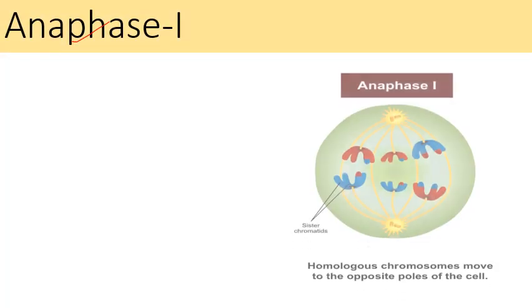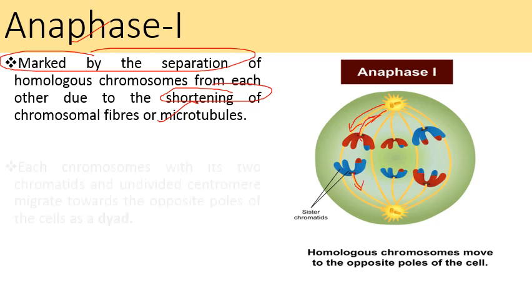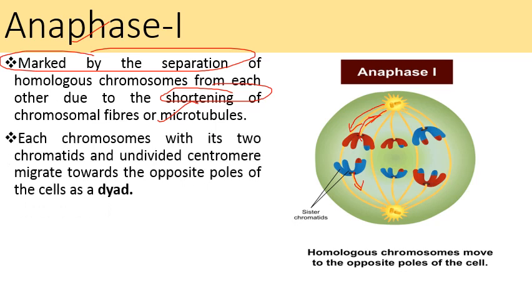Next comes Anaphase I. In this phase, there is separation of the chromosomes. It is marked by the separation of homologous chromosomes from each other due to the shortening of chromosomal fibers or microtubules. Due to the shortening of these spindle fibers, the chromosomes move towards opposite poles, and this separation stage is known as Anaphase I. Each chromosome with its two chromatids and undivided centromere migrates towards the opposite poles of the cell and is known as a dyad. So this chromosome with two arms is known as a dyad. This full chromosome moves towards the opposite pole.